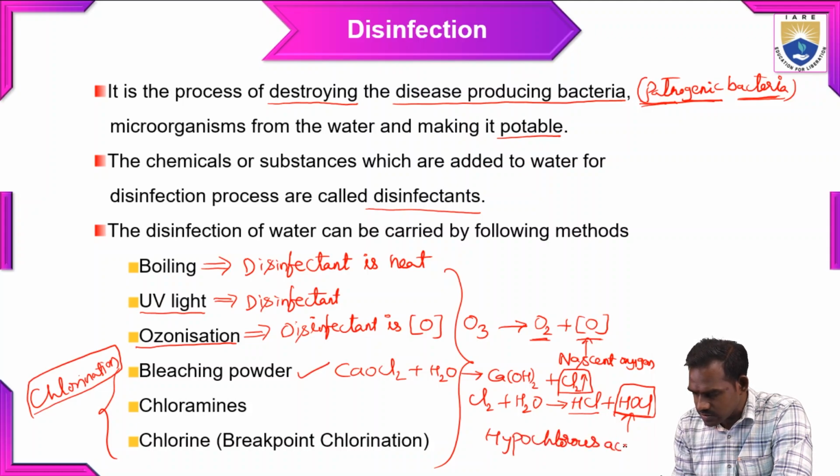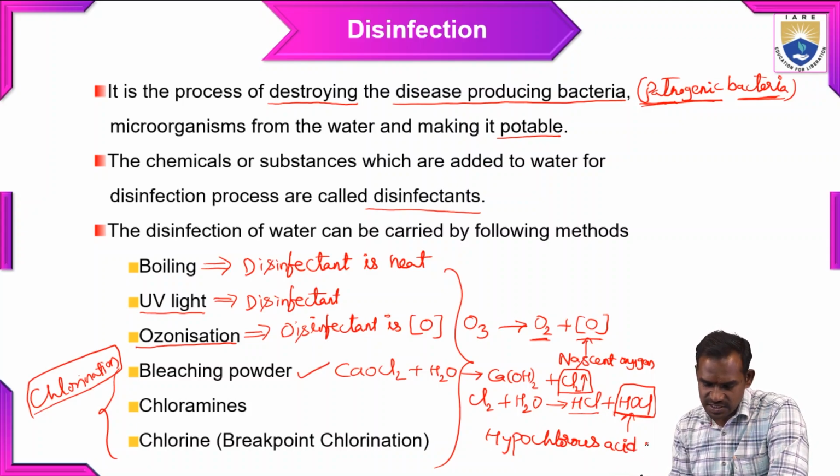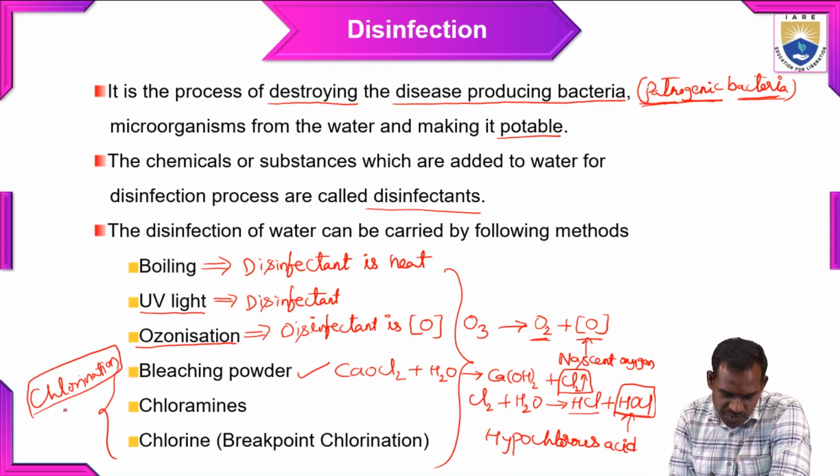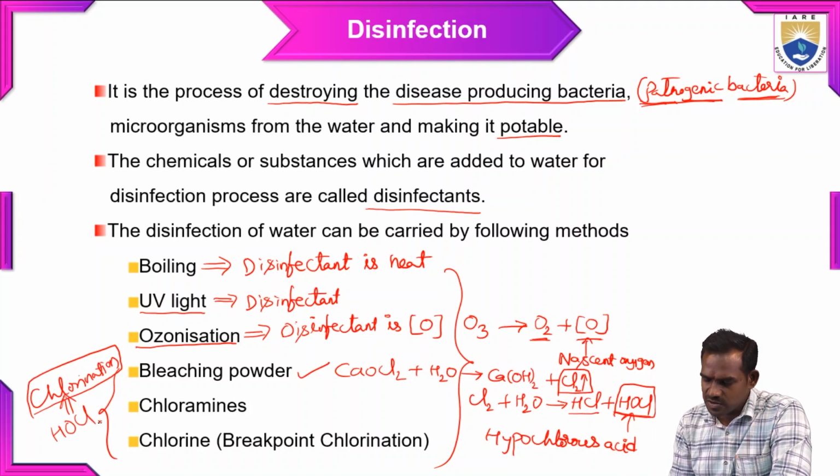Hypochlorous acid, HOCl, is the actual disinfectant in this process. In all these processes, the actual disinfectant is HOCl. So, how will HOCl deactivate or destroy the bacteria? I am telling the mechanism a little.